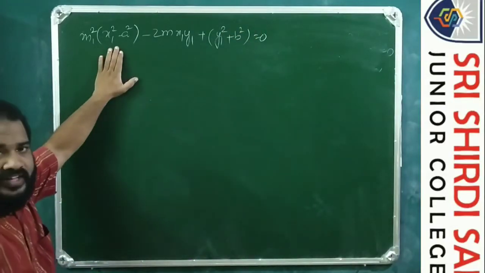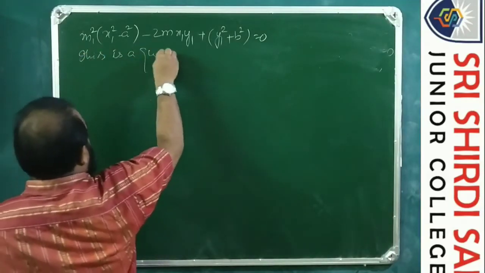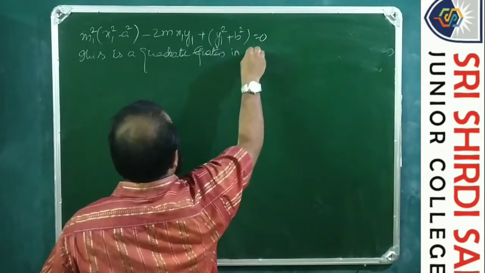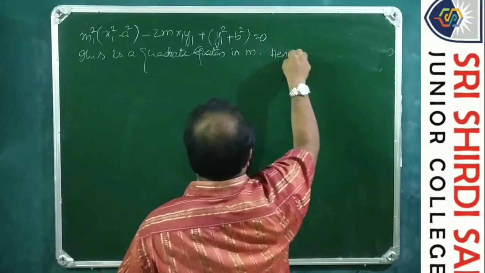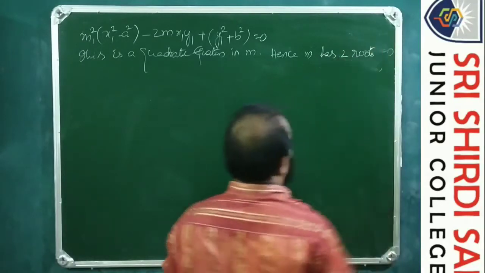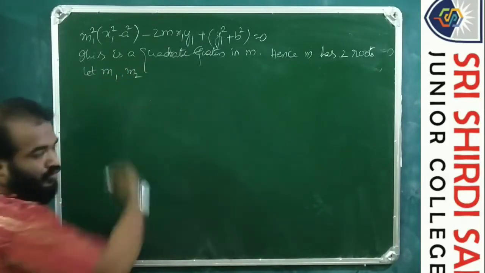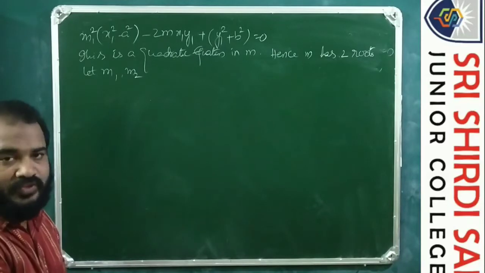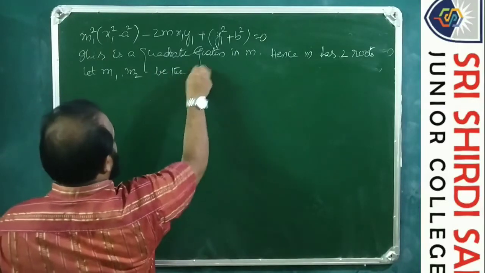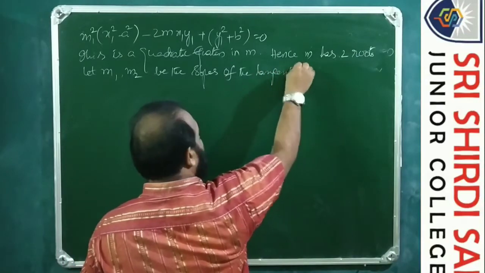So this is the quadratic equation in m. Hence, m has two roots. Let m1, m2 be the roots, and those two roots represent the slopes of the tangents which we have taken before.